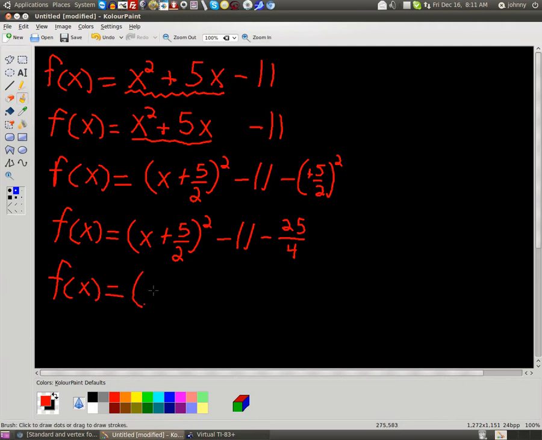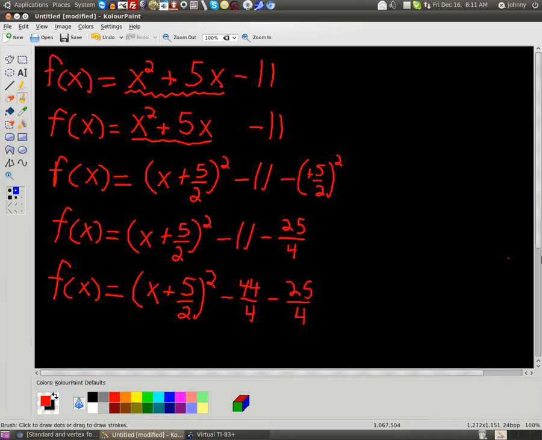equals the quantity of x plus 5 halves squared, minus, now I need a common denominator in these, and it's going to be 4, so I multiply the 11, which is 11 over 1, by 4 over 4, which gives me 44 over 4. And you can see that 44 divided by 4 is 11. And there's the minus sign that we see in front of it. So minus 25 over 4.